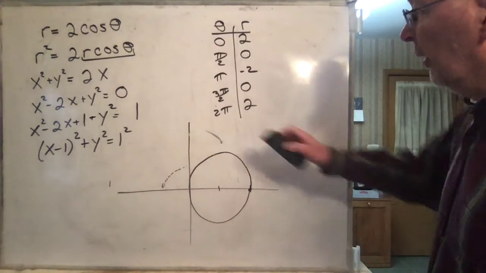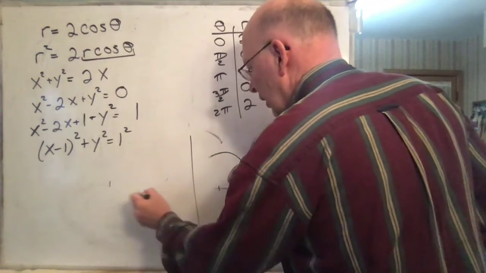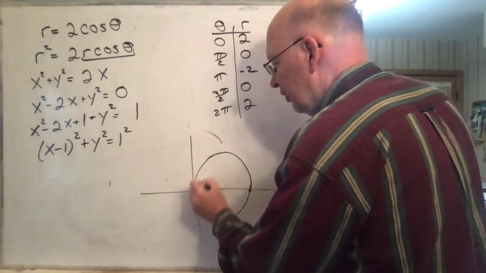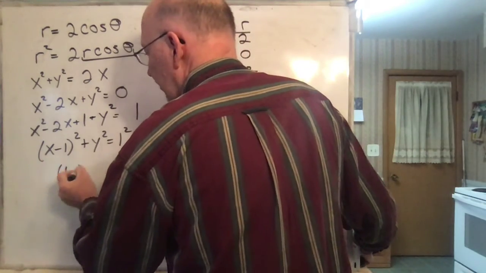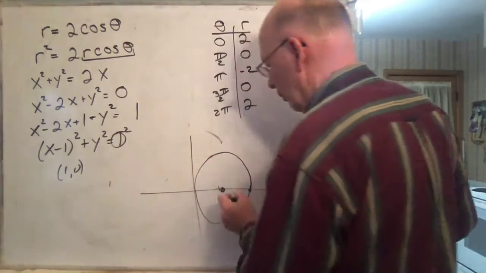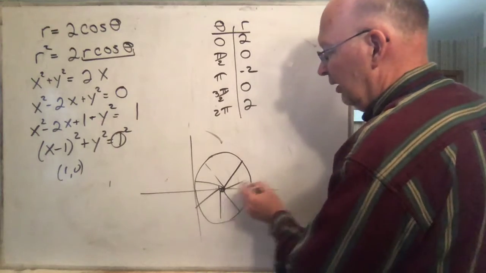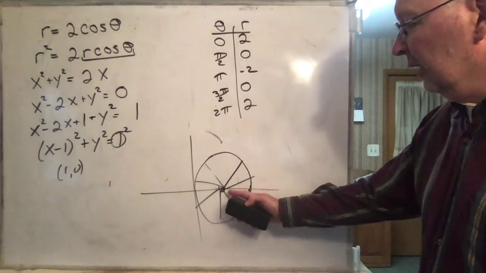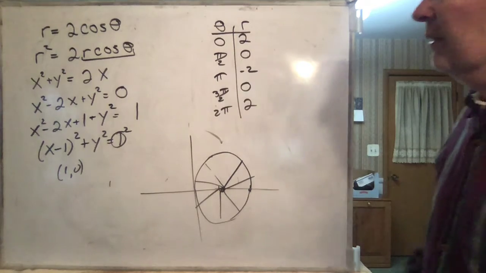And if you remember from pre-calculus, that is the equation of a circle which is centered at 1, 0, right there, and with radius 1. So there it is right there. So there's the circle of radius 1 centered at the point 1, 0. Okay? So there's that one.